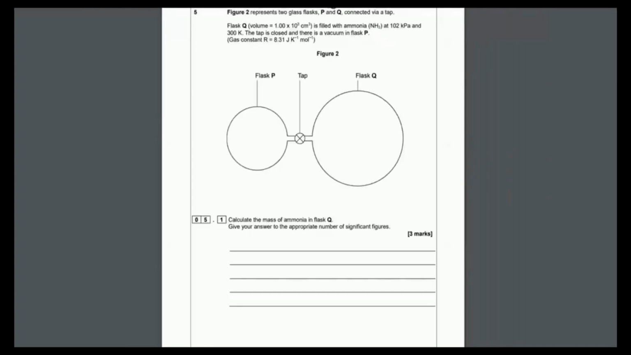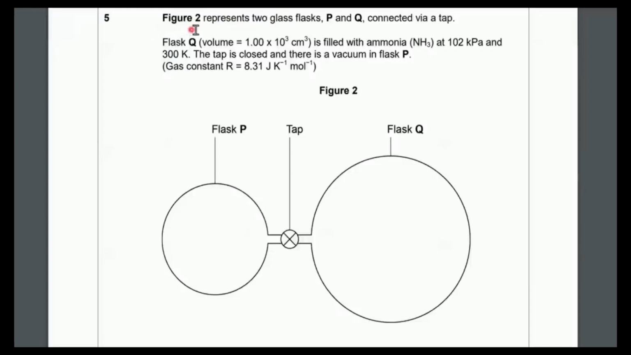Okay, let's get into this one. So this says figure 2, question 5 represents 2 glass flasks, P and Q. There's P, there's Q, there's a little tap in between, connected via a tap, yep. Flask Q has a volume of 1 times 10 to the 3. It's filled with ammonia, NH3, at 102 kPa and 300 K. The tap is closed and there is a vacuum in flask P.